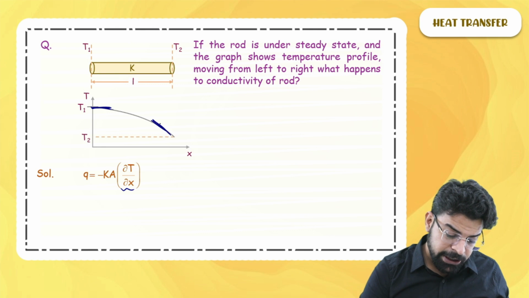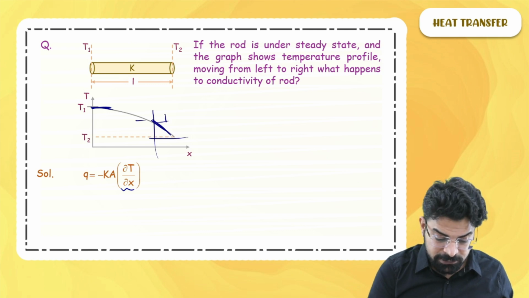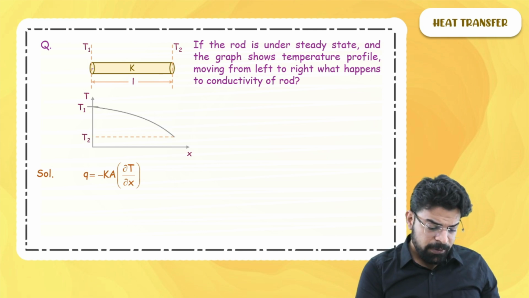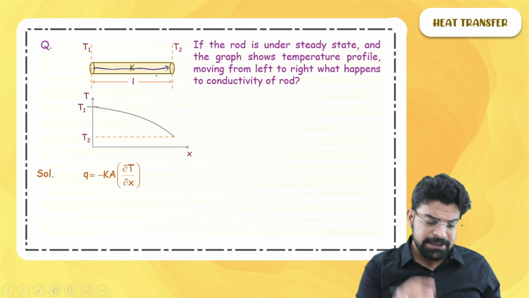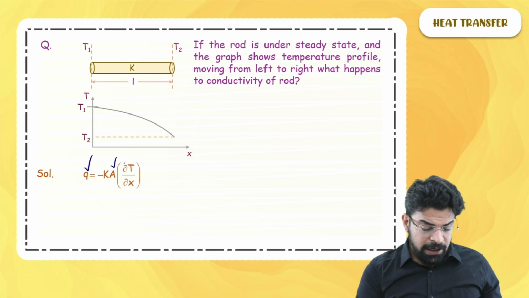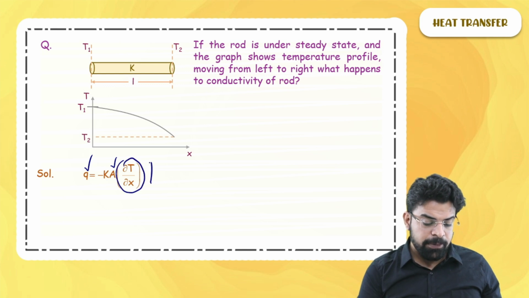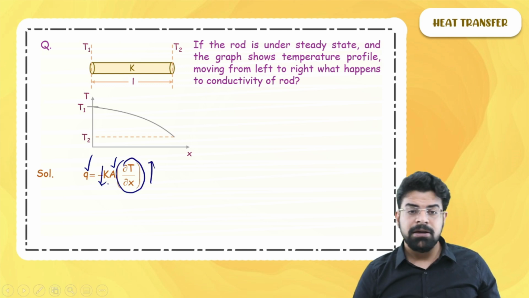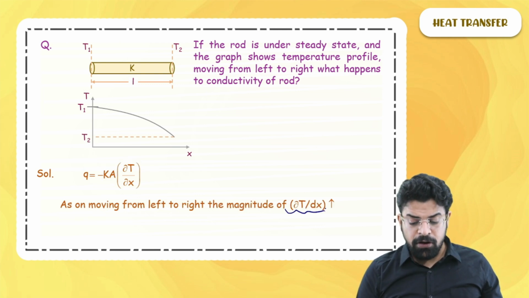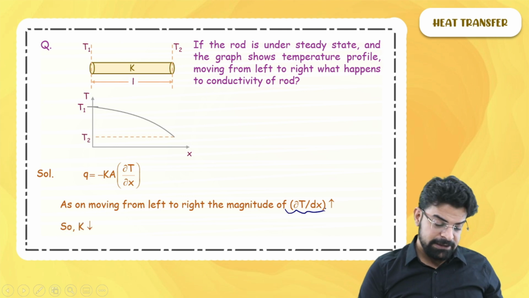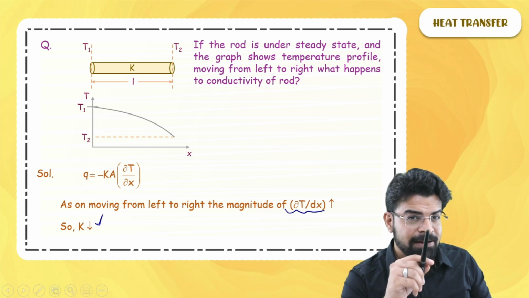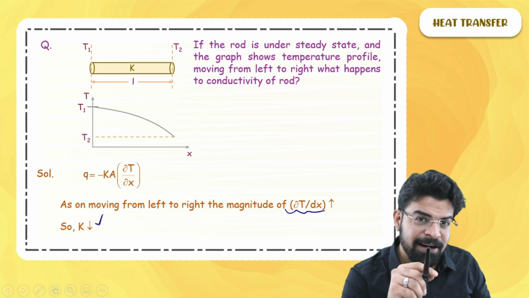Later the temperature decreases faster, right? In less length you get more temperature drop. So moving from left to right, under steady state, we know that Q has to be the same. A is given the same. So where the magnitude of temperature gradient is more, there the conductivity has to be less. So as on moving from left to right, the magnitude of temperature gradient increases, we can say that conductivity decreases. But I know that you liked the first solution. So better rewind it and listen to it again.